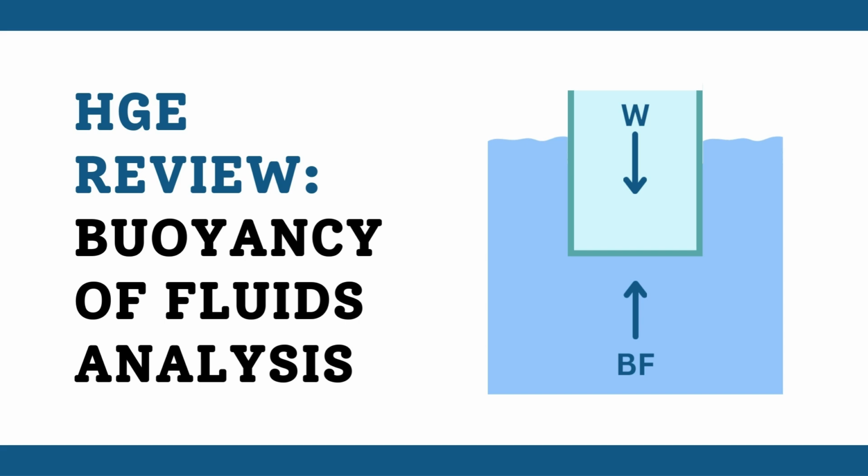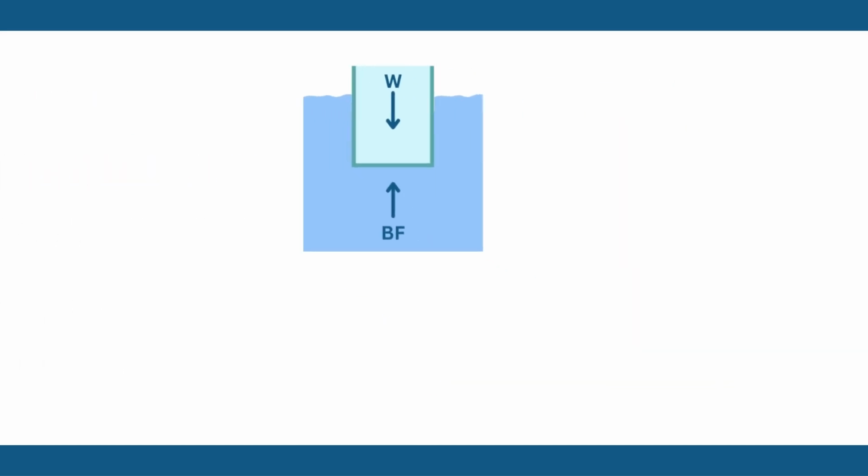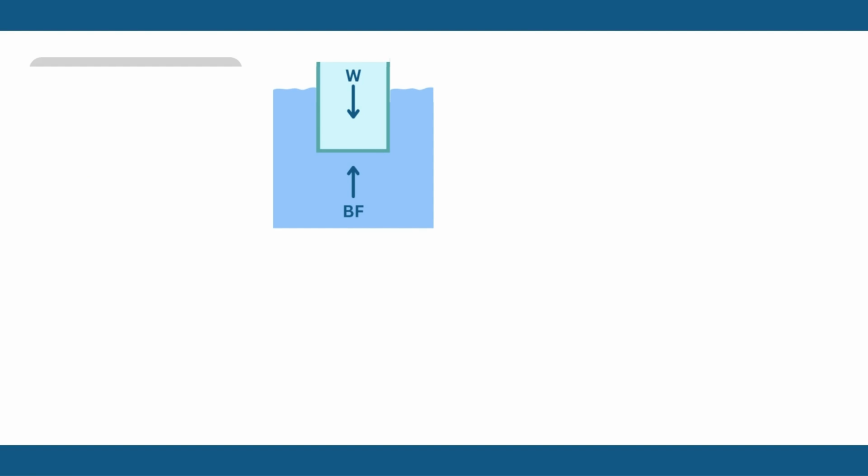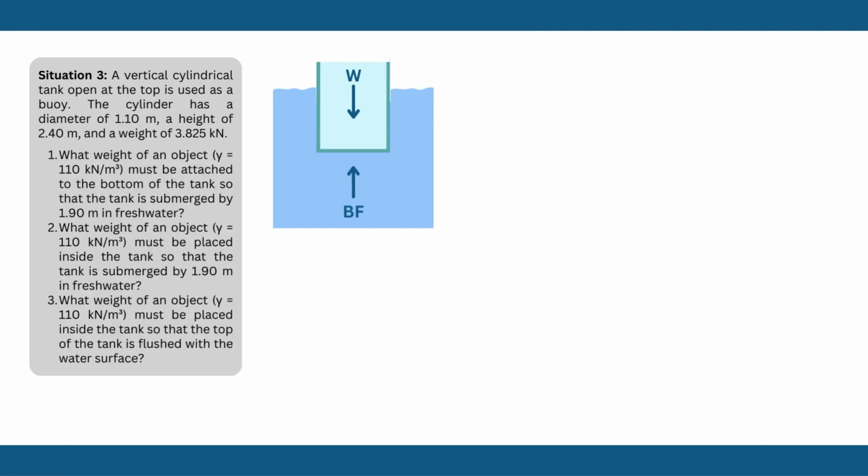Welcome to another episode of my reviewer series for civil engineering topics focusing on fluid mechanics problems. For this episode, a vertical cylindrical tank open at the top is used as a buoy. The cylinder has a diameter of 1.10 meters, a height of 2.4 meters, and a weight of 3.825 kilonewtons.